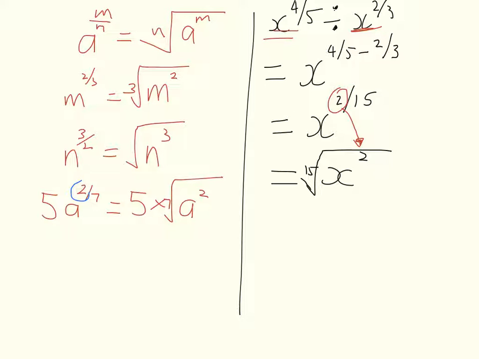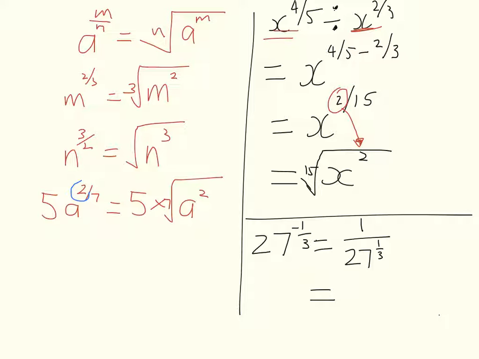What if I've got something like this one? I'm going to simplify 27 to the power of minus 1 over 3. Okay, so negative means that I'm going to write that as a reciprocal. Well, 27 to the power of 1 on 3, that's just the cube root of 27, and the cube root of 27 is 3, so my answer there is just 1 over 3.